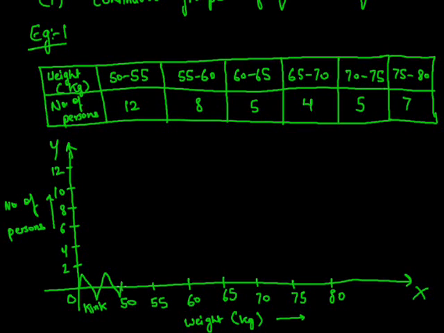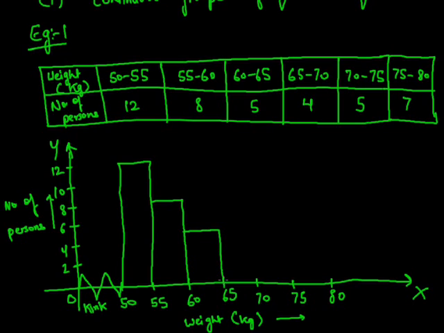For 50 to 55, the number of persons is 12. So we'll take this bar up to 12. So 50 to 55 indicates the number of persons 12 with the help of this bar. 55 to 60 is taken as 8. So we'll take where 8 is, and connect this bar with 50 to 55 and make it for 55 to 60. For 60 to 65 it is taken as 5. 5, as we know, comes between 4 and 6, the middle value of 4 to 6. So we will take the middle value of 4 to 6, and it will represent the bar from 60 to 65.